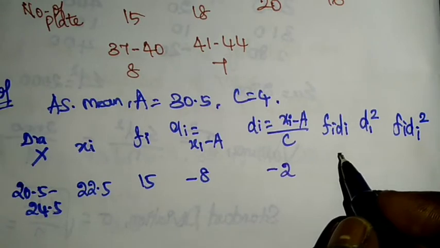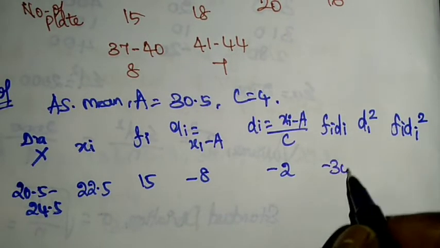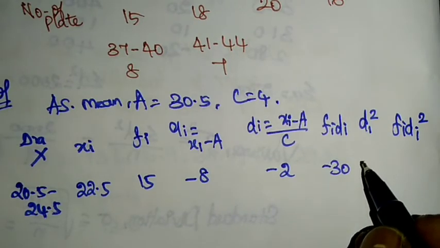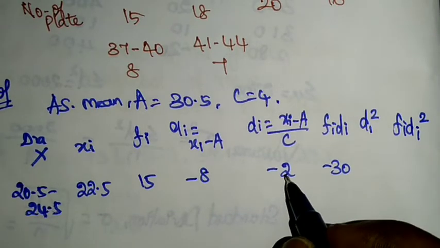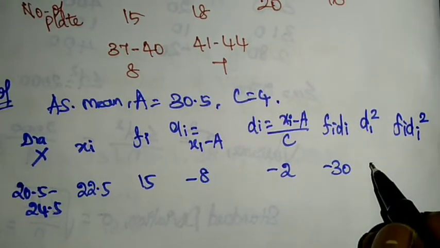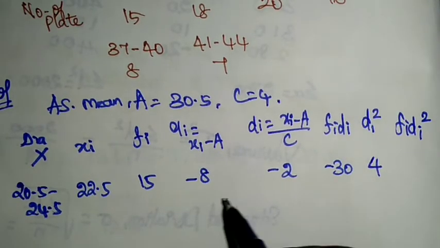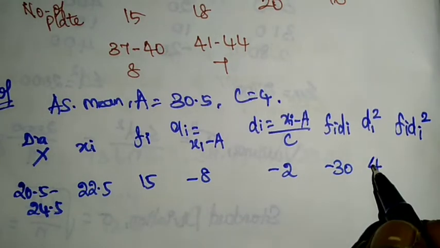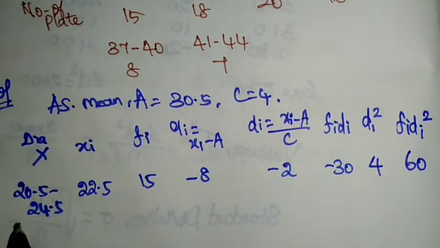So fi into di is 15 into minus 2, minus 30. Here di square, minus 2 square is 4. Okay, so fi into di square is 15 into 4, here 60.